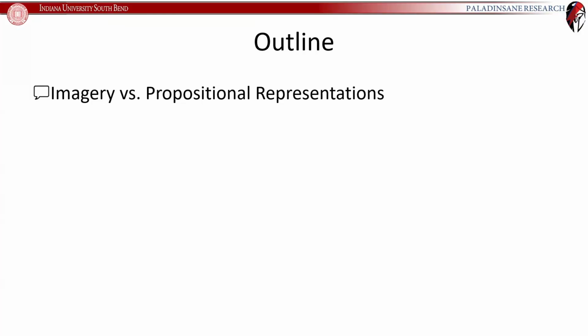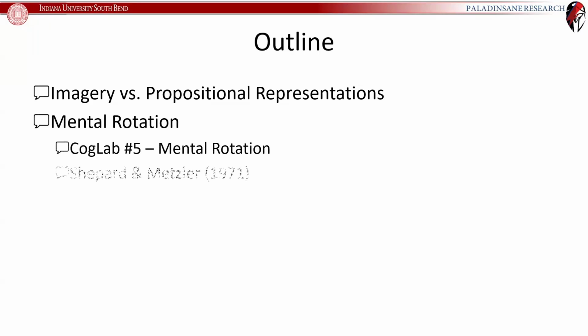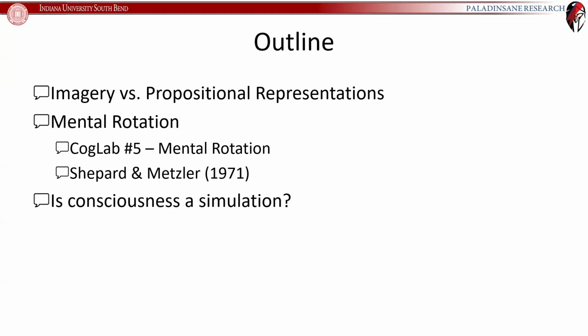So we're going to introduce first the idea of imagery versus propositional representations. And then we're going to take a look at the Cog Lab on mental rotation and compare it to what Shepard and Metzler found in their 1971 study. And then we're going to see if we can apply this to the idea or the theory of whether consciousness, our experience of being aware of our world, is a simulation.